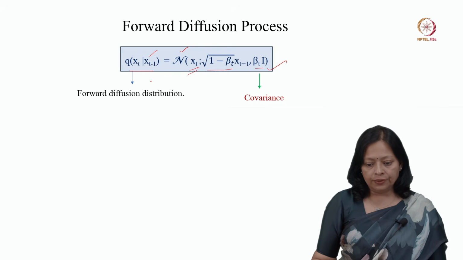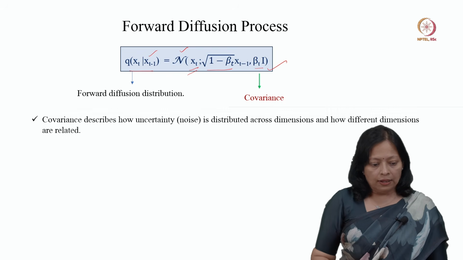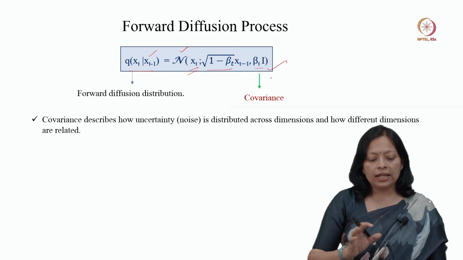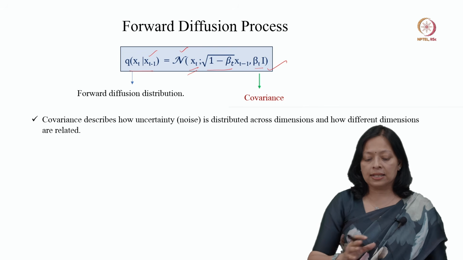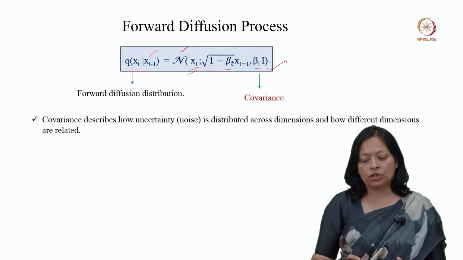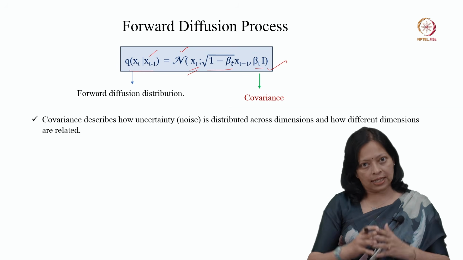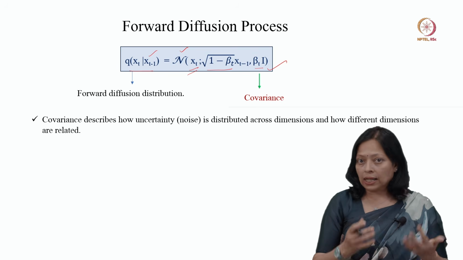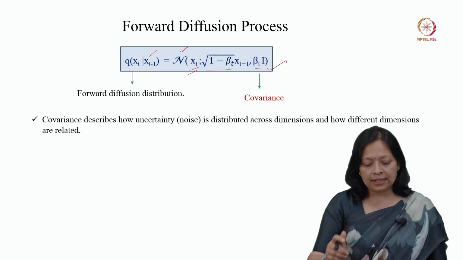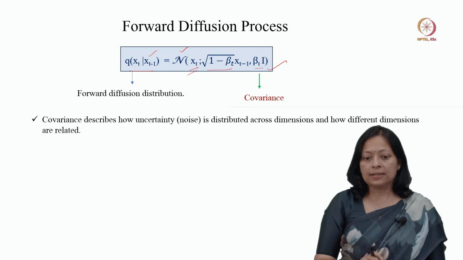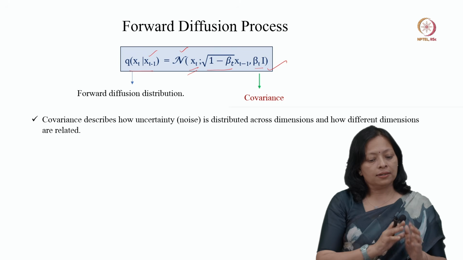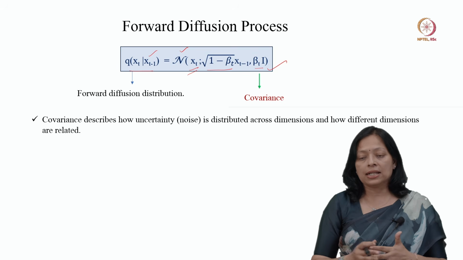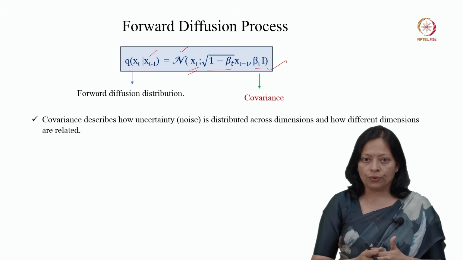Okay. Now, if you see what exactly this covariance is giving, the covariance describes how uncertainty is distributed across the dimensions and how different dimensions are related. Okay. So, in our previous lecture we have discussed what exactly covariance is, and here we are using that covariance to understand the uncertainty associated with the noise across the dimensions and how different dimensions are correlated. Okay.